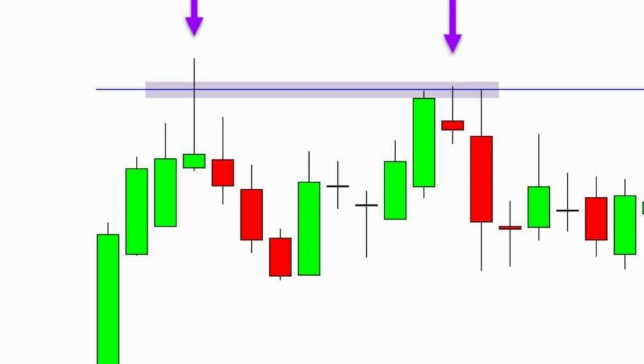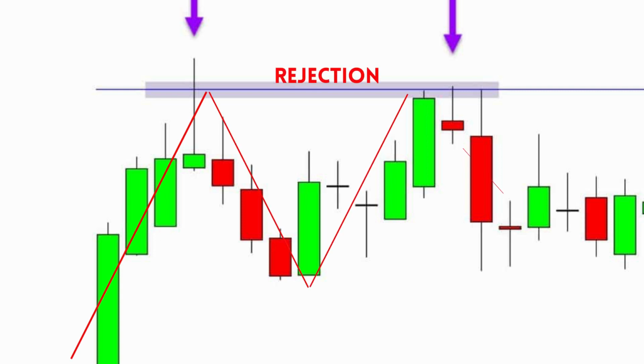Resistance refers to a price level at which a currency pair has historically had difficulty moving above. It acts as a barrier or ceiling that prevents the price from rising further. Understanding resistance is crucial for traders as it helps them identify potential levels where the price might face selling pressure and reverse its upward movement.